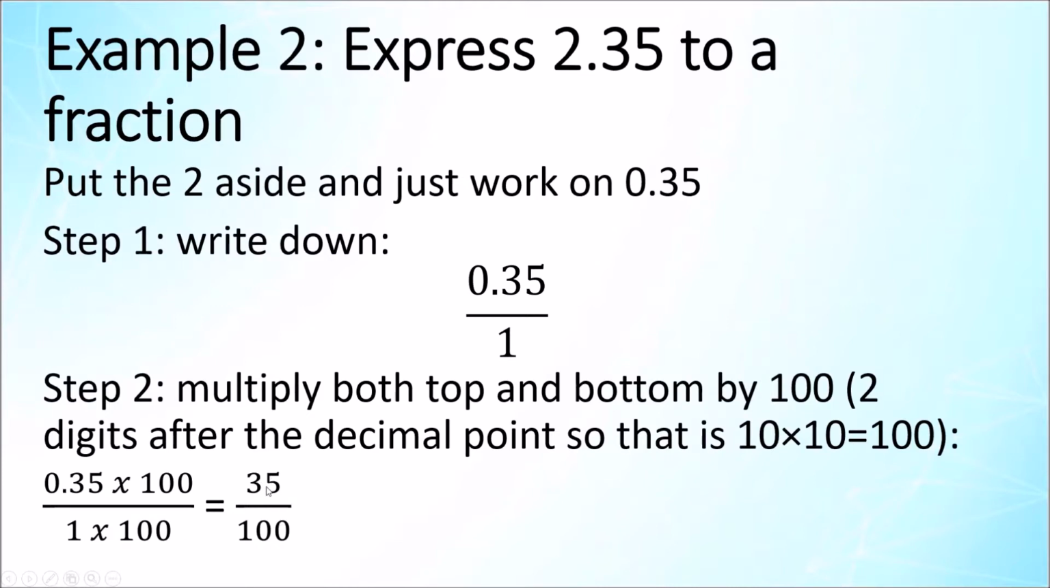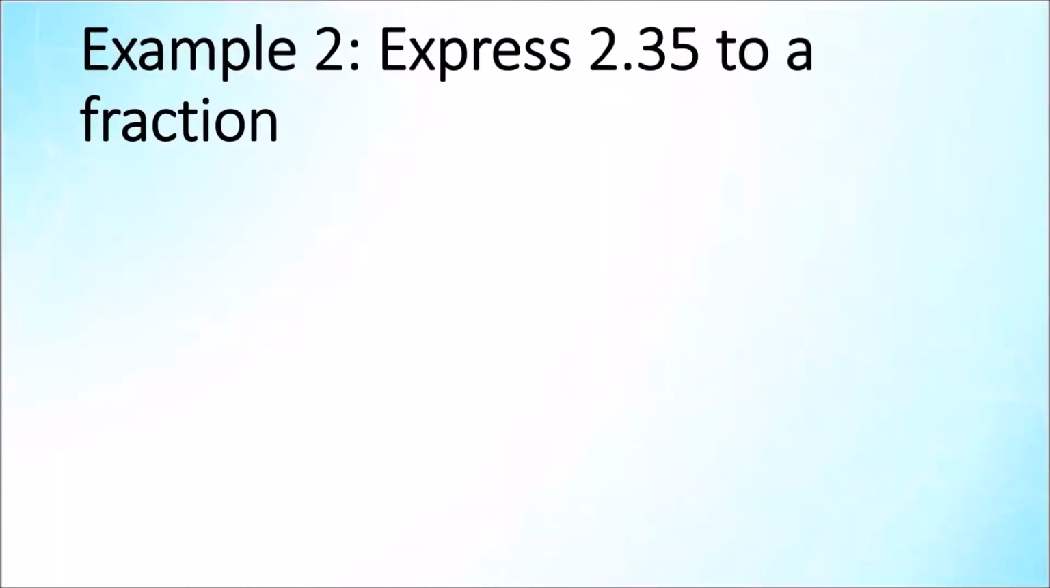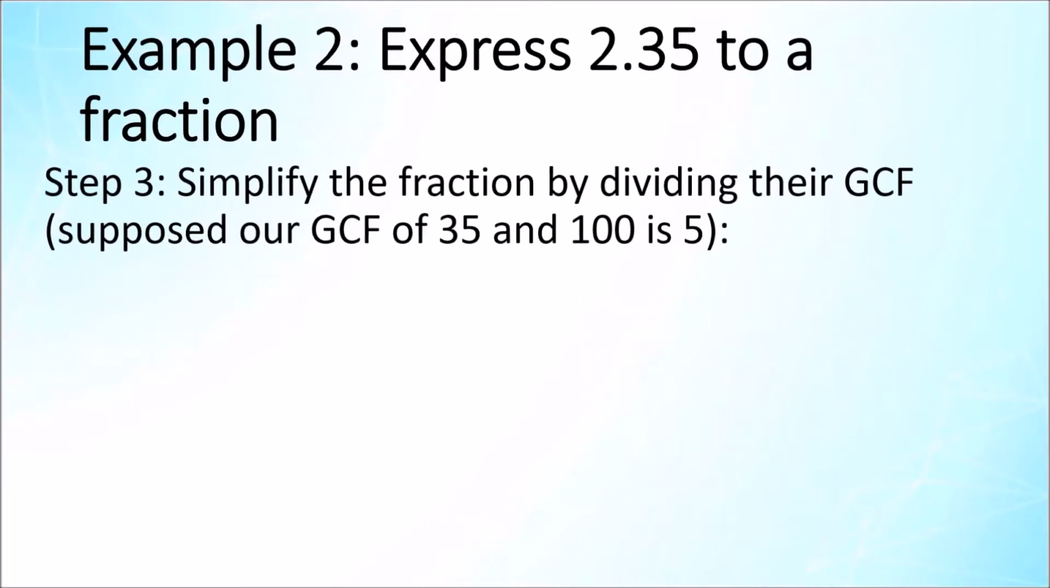So 35 over 100 is now the fraction, and we need to reduce the answer to lowest term by dividing both numerator and denominator by 5.